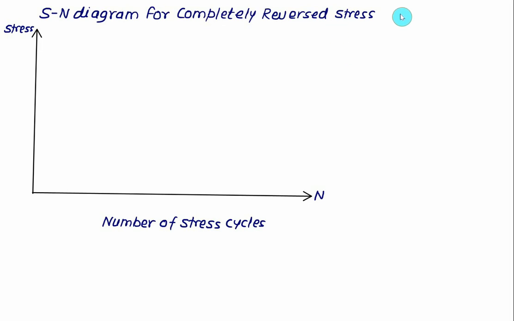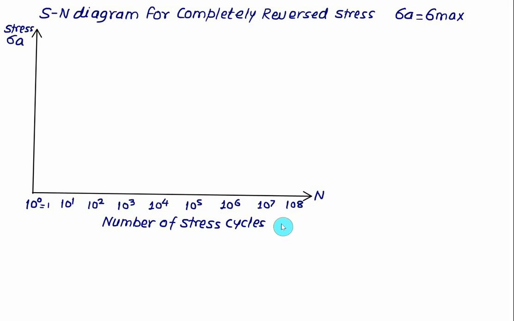So on the y-axis we are plotting the amplitude stress, and for completely reverse stress this value is equal to sigma maximum. So on this axis we are plotting the value of sigma A, and on the x-axis we are plotting the number of cycles, starting with 10 to the power 0 that is equal to 1, then 10 to the power 1, 10 to the power 2, 10 to the power 3. Likewise the life of the component goes 10 to the power 4, 10 to the power 5, 10 to the power 6, 10 to the power 7 and 10 to the power 8, supposed to be a very large life, that is the infinite life of a component.